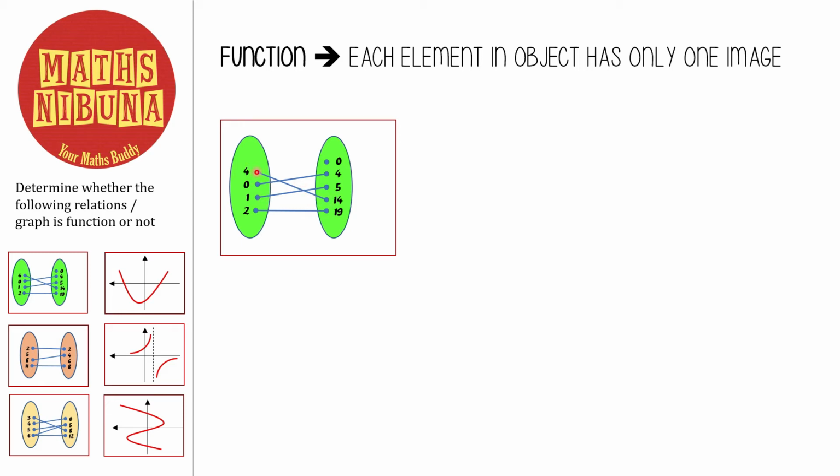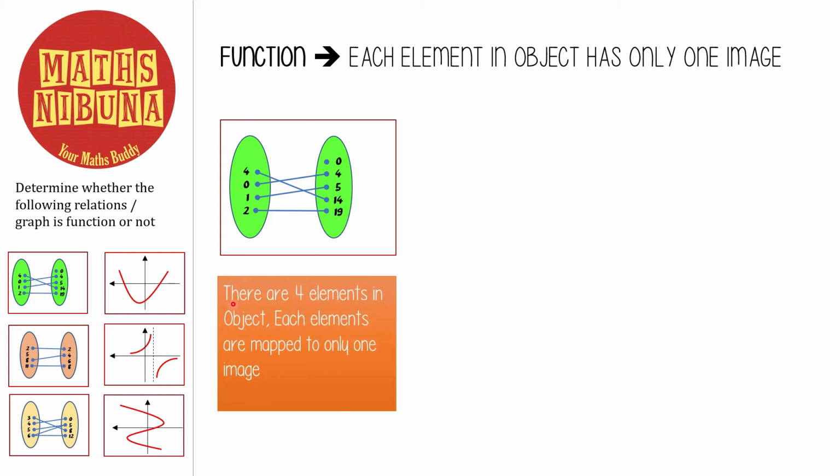That means this element is mapped to one image. 0 is mapped to 4, so 0 is mapped to one image. 1 is mapped to 5, so 1 is also mapped to one image. And then 2 is mapped to 19, so 2 is also mapped to one image. So in this question, there are 4 elements in the objects, 4, 0, 1, 2, and each element is mapped to only one image. So this is a function.